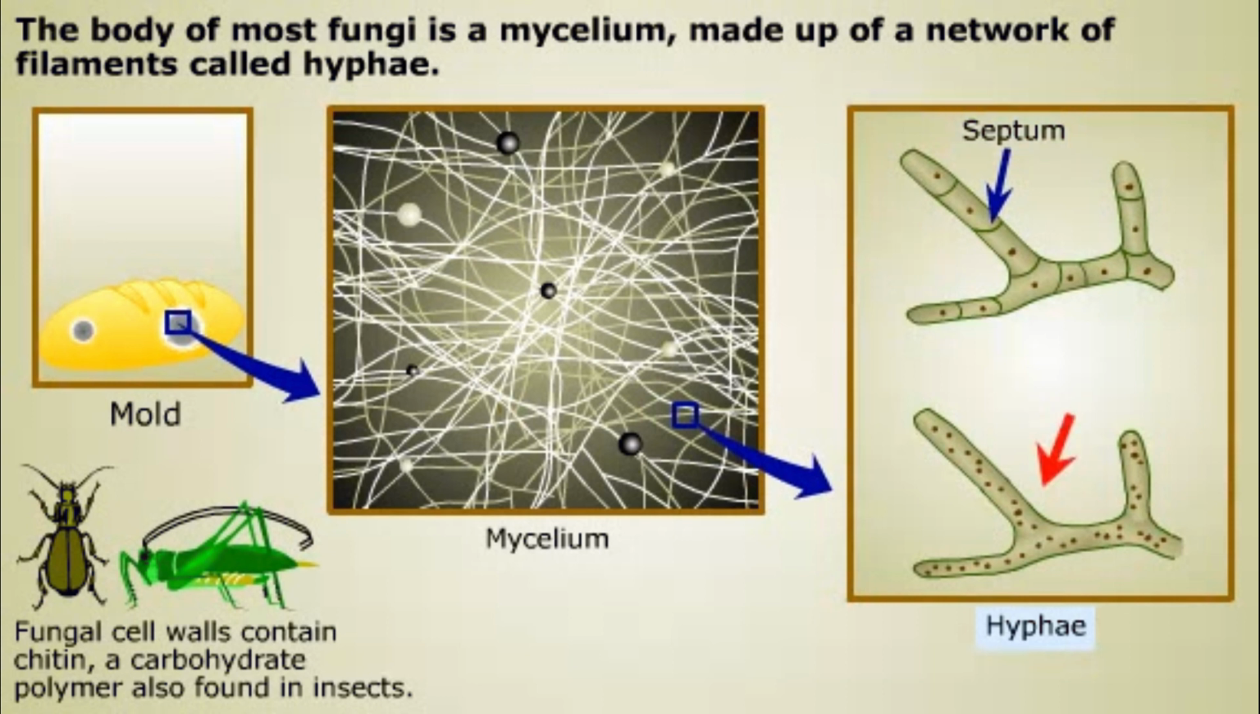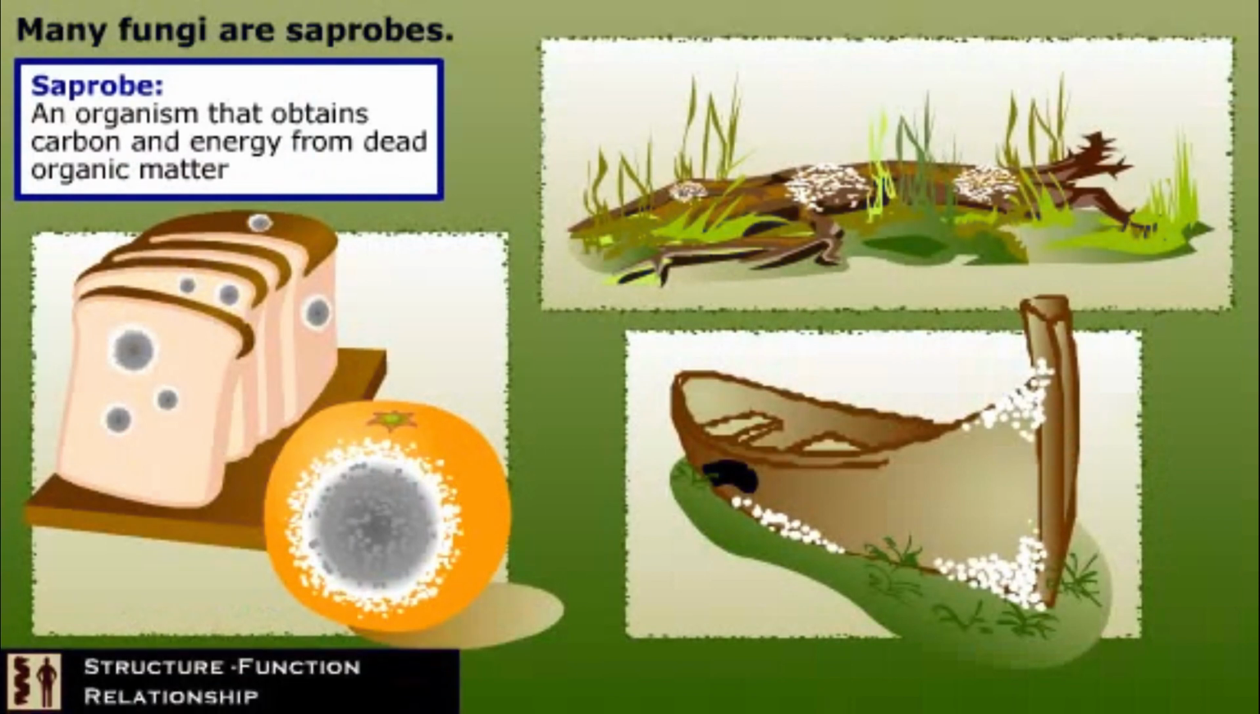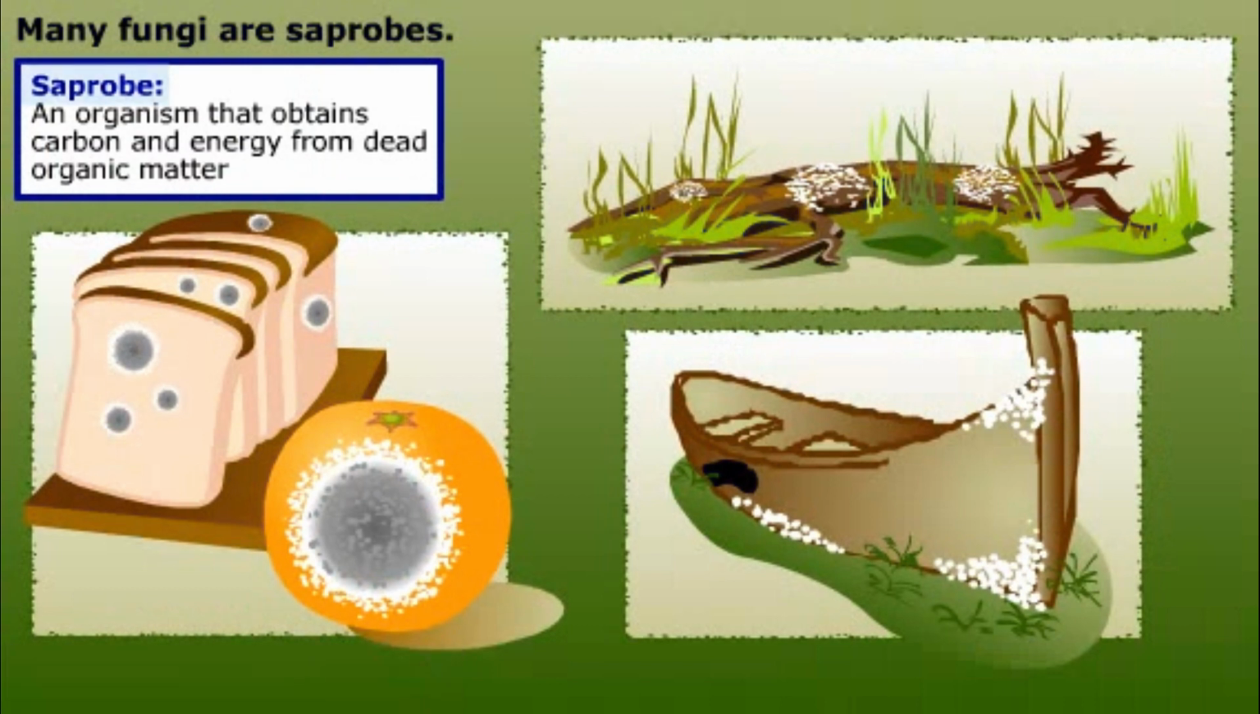Most hyphae are divided into cells by cross walls called septa. A septum doesn't usually completely separate two cells. Pores in a septum allow cytoplasm to flow between cells as fungal hyphae grow into their food source. The fine, thread-like hyphae provide a huge surface area for the efficient absorption of nutrients.